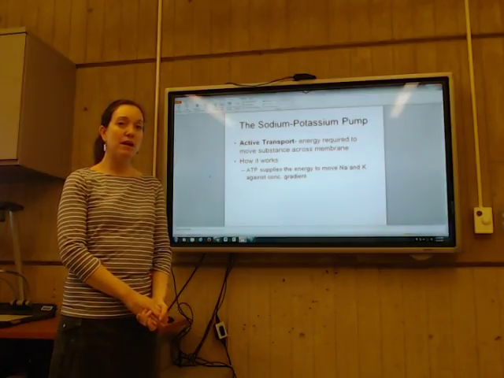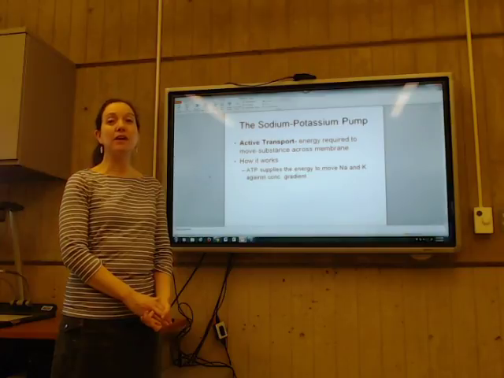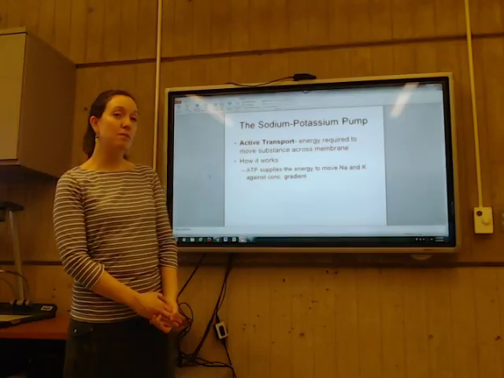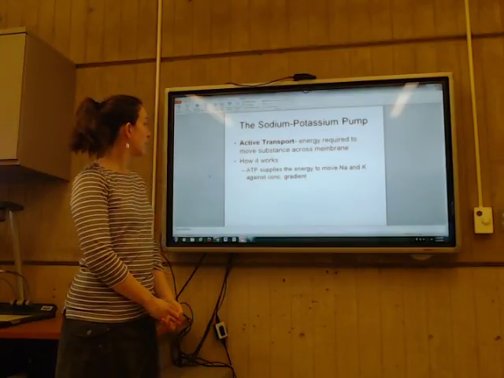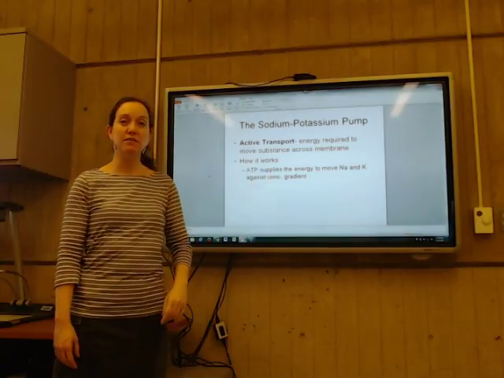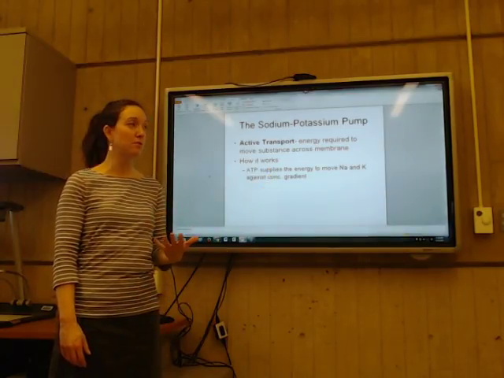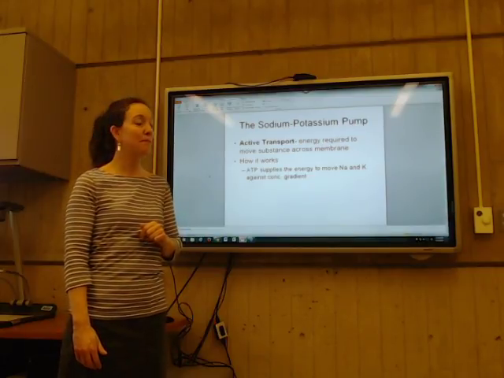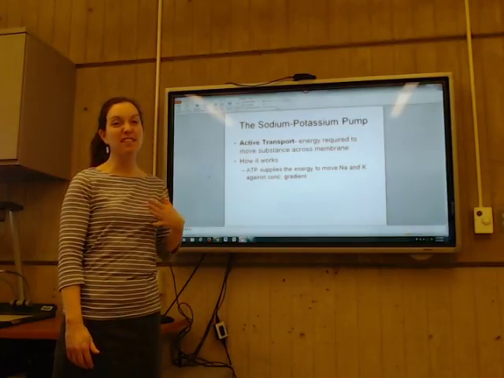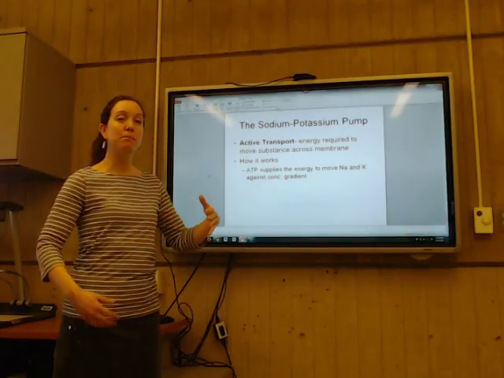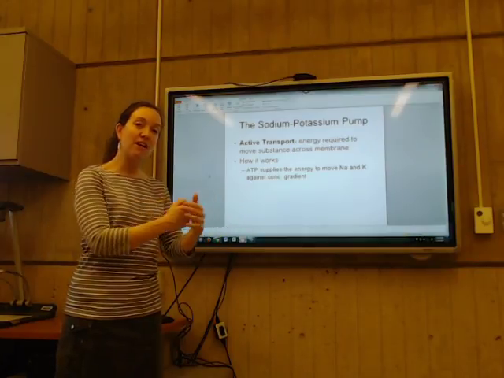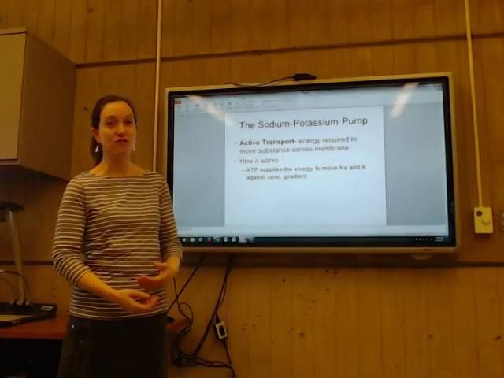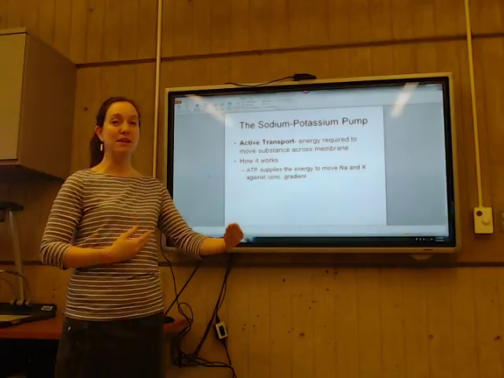Active transport occurs when ATP, or energy, is needed to deliver substances across the membrane. So a good example of this is the sodium-potassium pump. ATP supplies the energy needed to move sodium, its atomic symbol is capital N lowercase a, and potassium, which has the atomic symbol of K, across the concentration gradient, against the concentration gradient. So here we pump sodium to an area of higher concentration, and we pump potassium to an area of higher concentration. The sodium gets pushed out of the cell, the potassium comes into the cell.